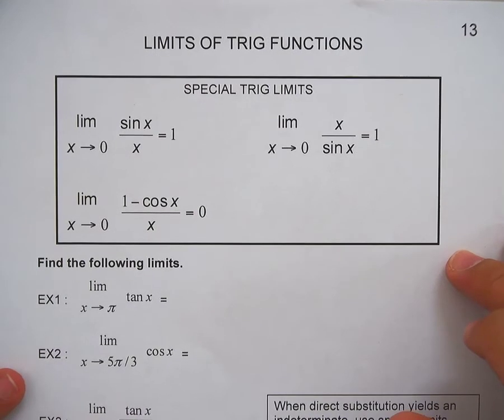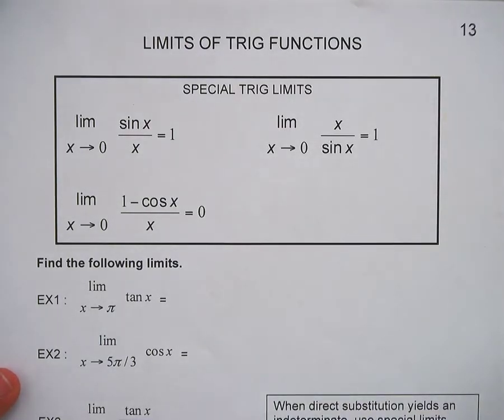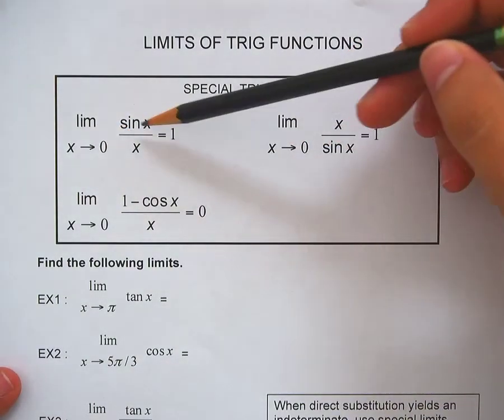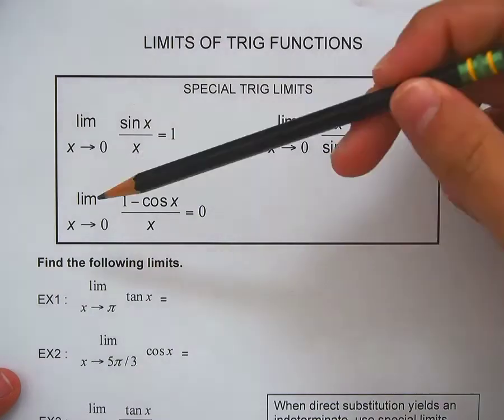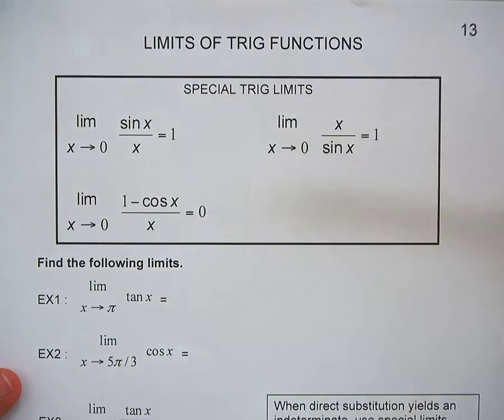Today we're going to be talking about limits of trigonometric functions, trigonometry. All right, so there's some special trig limits we need to address real quick. First off, the limit as x goes to 0 of sine x over x. The limit as x goes to 0 of x over sine x. The limit as x goes to 0 of 1 minus cosine x over x. These are all special trig limits.